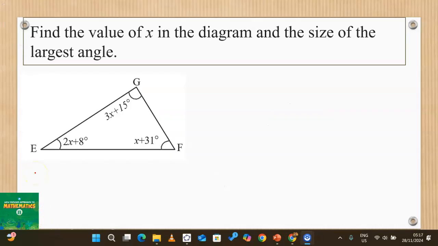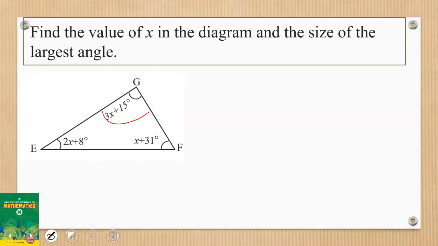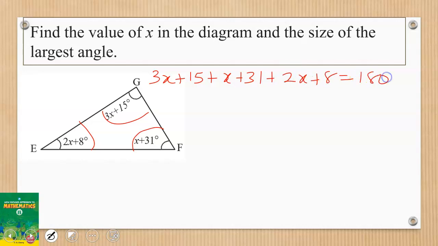Let's take an example to demonstrate what we've learned. Find the value of x in the diagram and the size of the largest angle. Here we have the angles 3x plus 15, 2x plus 8, and x plus 31. Based on what we've learned, if we sum all these angles, they should give us 180 degrees.